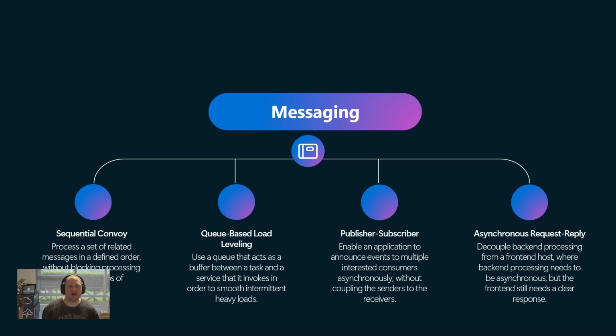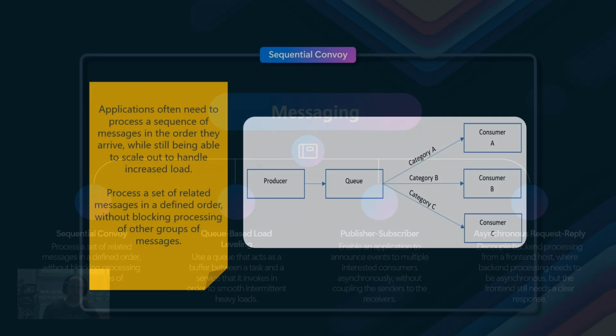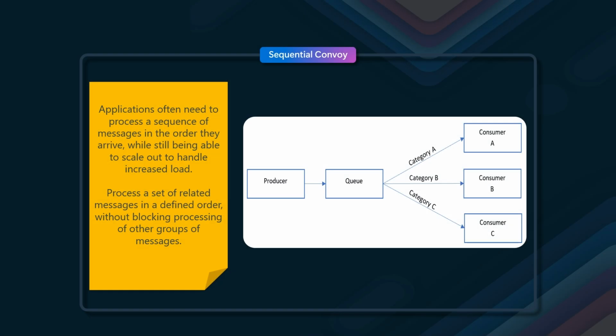In conclusion, adopting these messaging patterns, sequential convoy, queue-based load leveling, publisher subscriber, and asynchronous request reply, empowers us to build robust, scalable, and efficient distributed systems. By leveraging these patterns, we can create architectures that are well equipped to handle the complexity of modern applications. So let's delve into the sequential convoy.